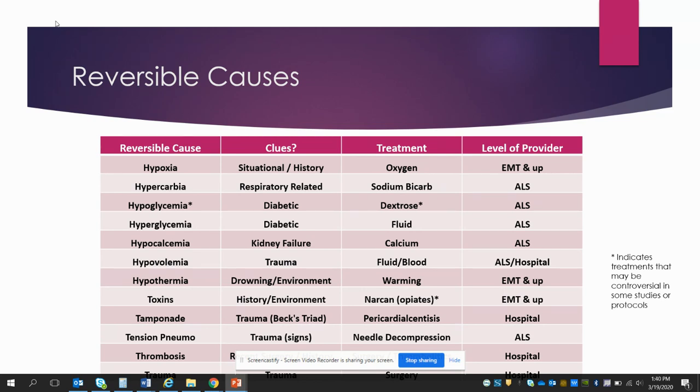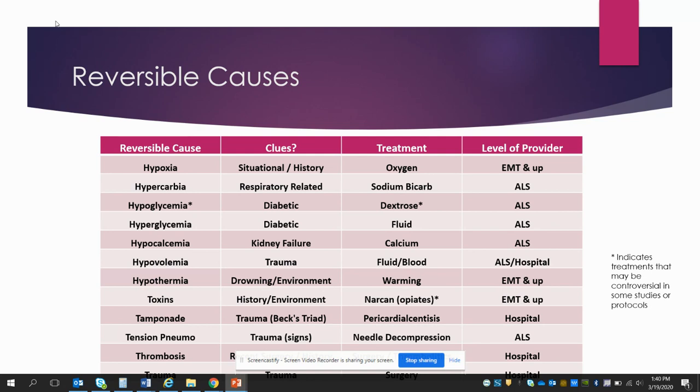So the first one on the list is hypoxia, and clues that we can look for this would be situational in the environment. What actually did they call for? Were they already in arrest? Have they had a history of asthma, COPD? Have they been having difficulty breathing for several days? That type of thing. And we are treating this with the use of oxygen. So when we're ventilating our patient with the BVM and we have oxygen attached to that, we're treating for hypoxia. And so we could move on to the next thing on our list that we would want to consider.